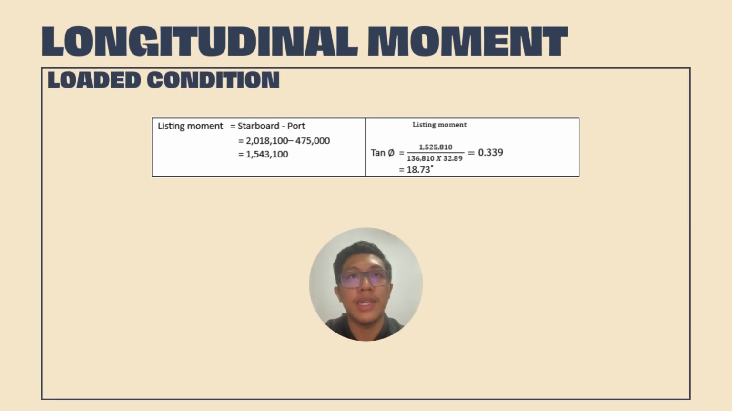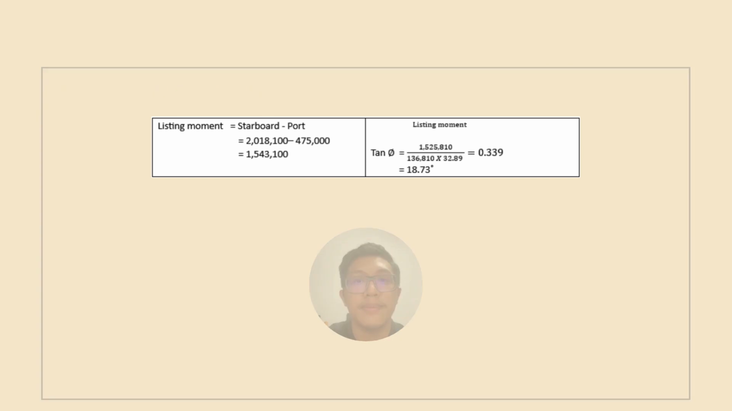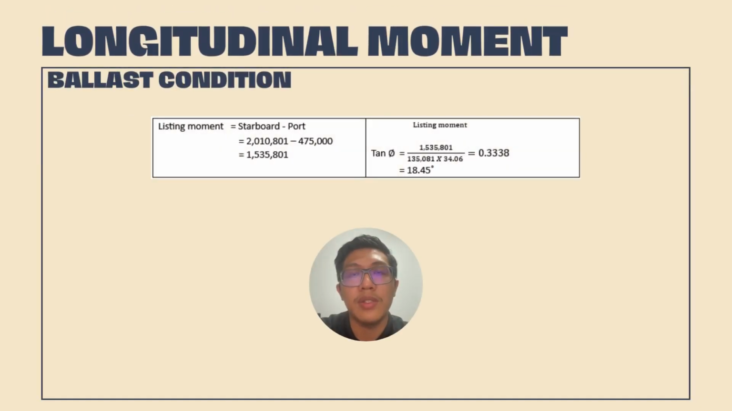We continue to calculate the listing moment of the loaded condition and the ballast condition using the same steps. And we got the listing moment of the loaded condition is 1,543,100, while in degrees it is 18.70 degrees. Continuing to the ballast condition, the ballast condition has a listing moment of 1,535,801. And in degrees, we got 18.45 degrees.